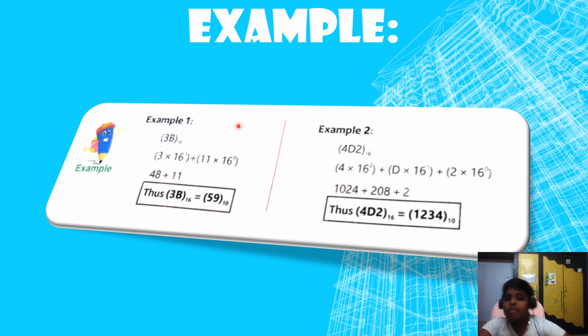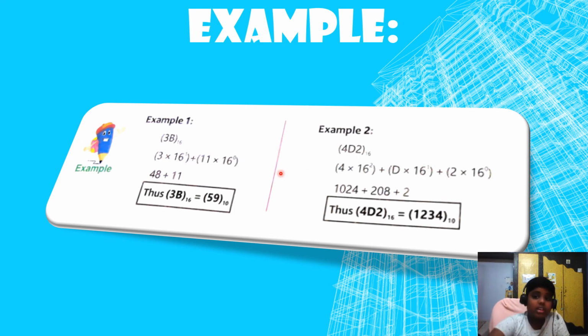You have to do the same process here. Now example 2, we have 4D2. So 2 is equal to 2 into 16 to the power of 0, which means 2. Then D is equal to, sorry, D is equal to A B C D.